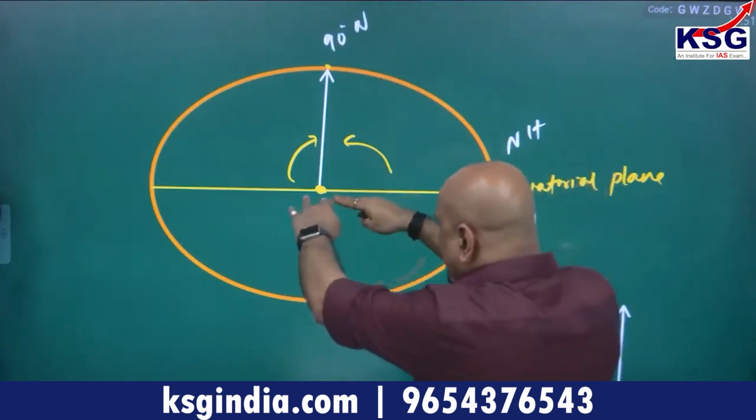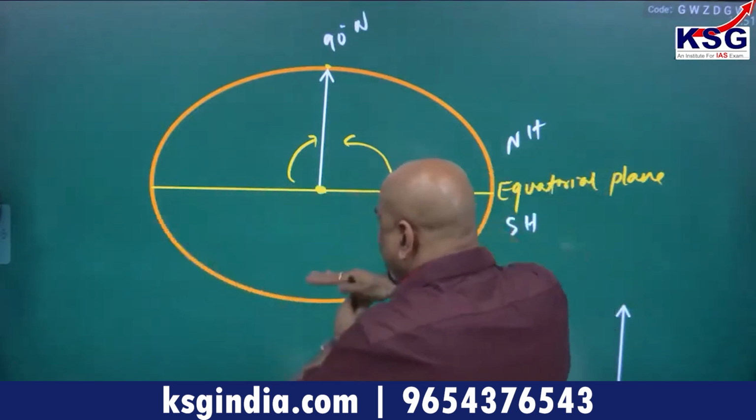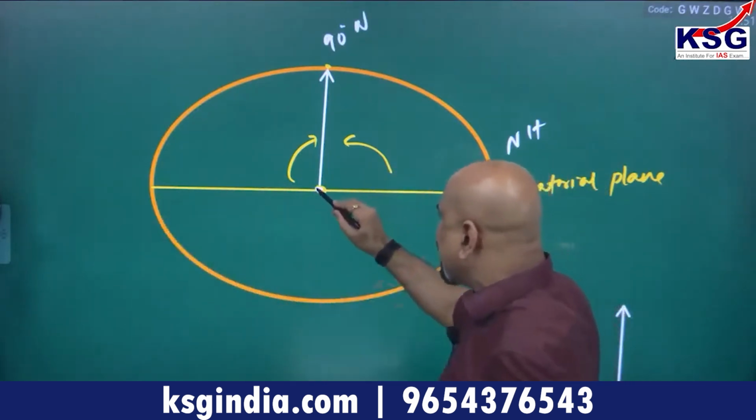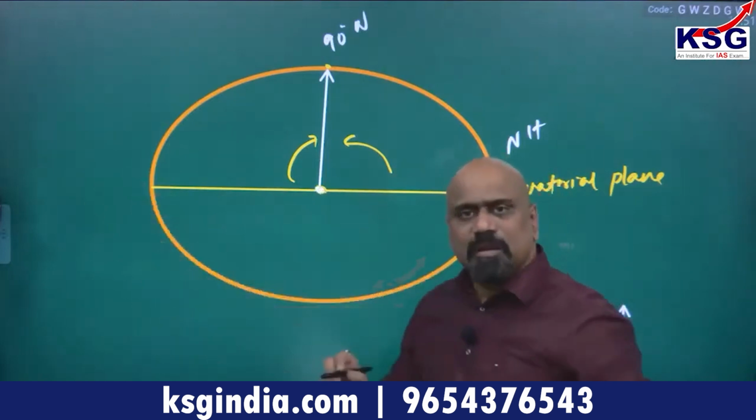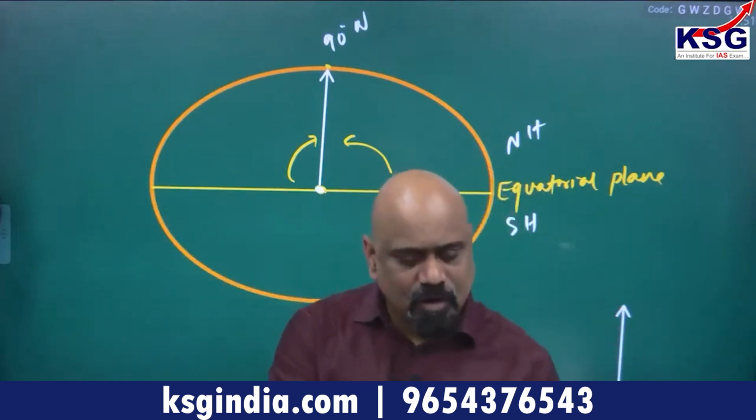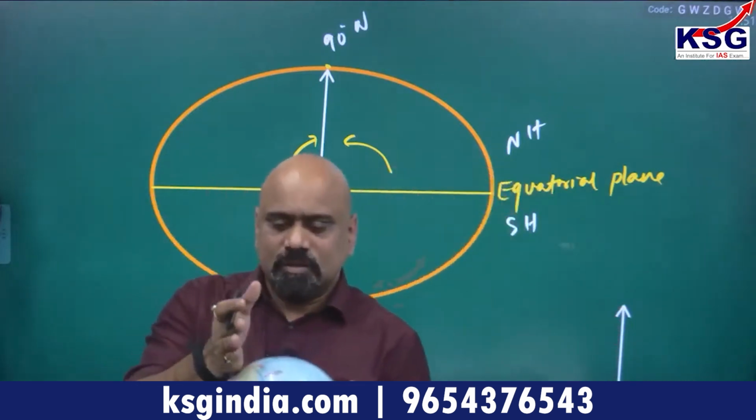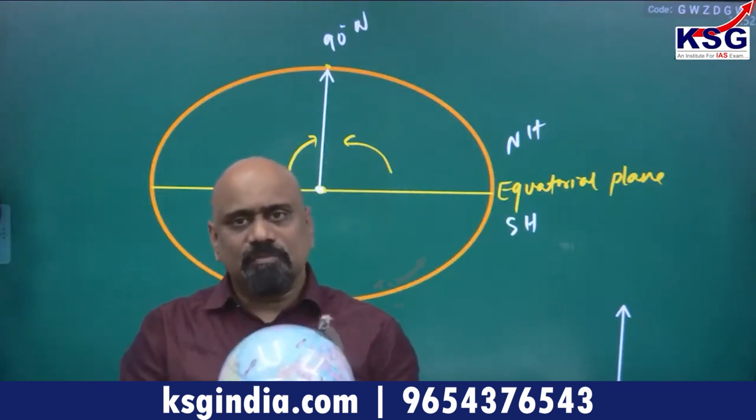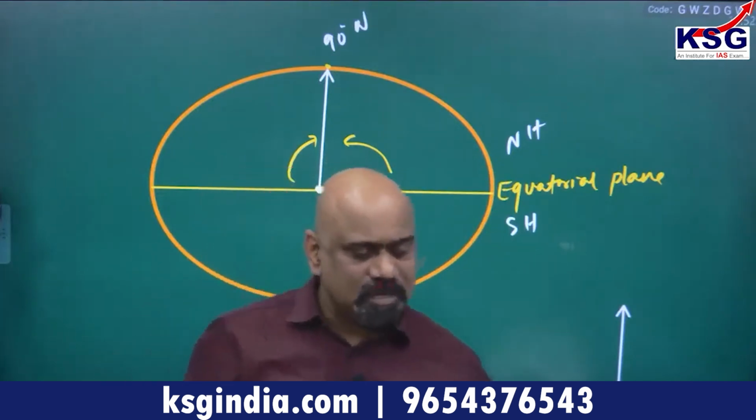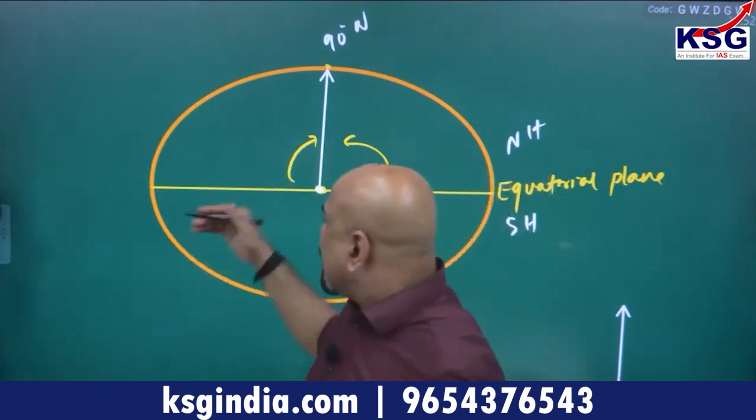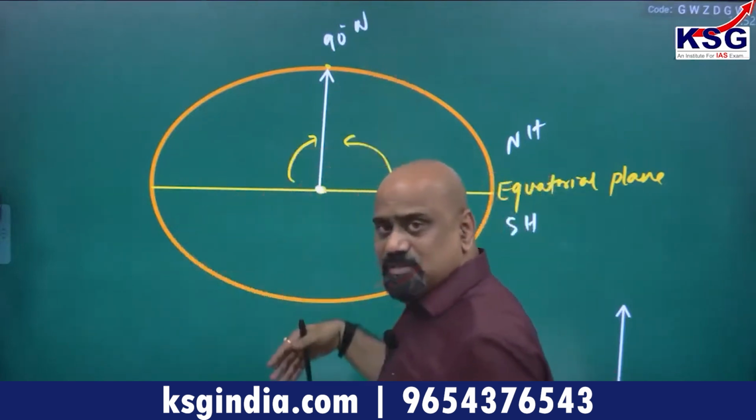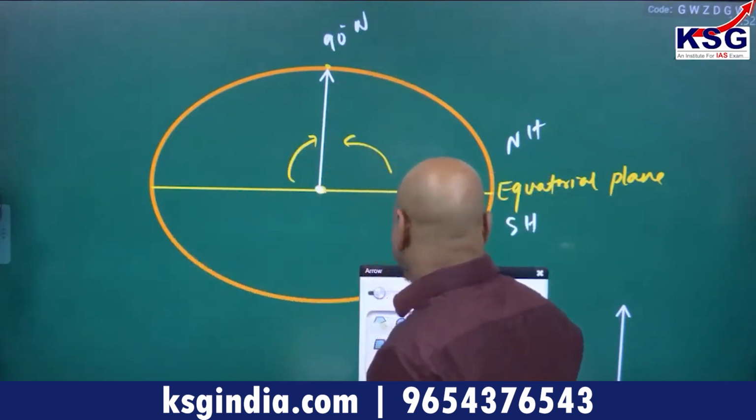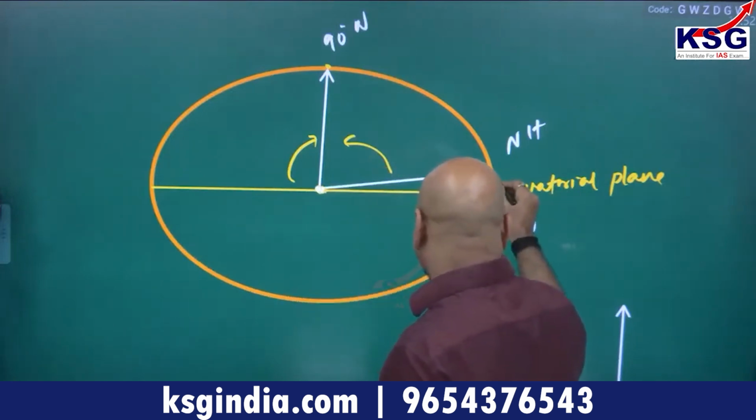Whatever I have just cut, the earth into two parts, I said the plane which divides the earth into two parts is known as the equatorial plane, my friends. If I cut this earth into two equal halves, the plane will necessarily pass through the center of the earth. The northern part is the northern hemisphere, the southern part the southern hemisphere. Now, if I take an angle here, I have taken an angle here.